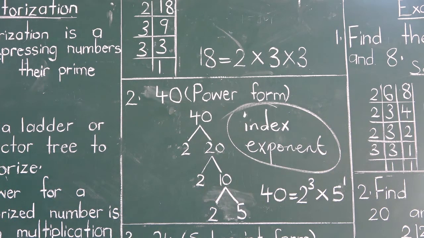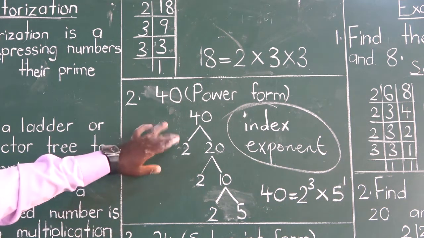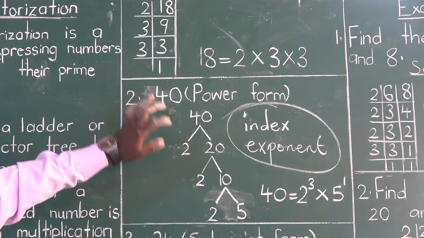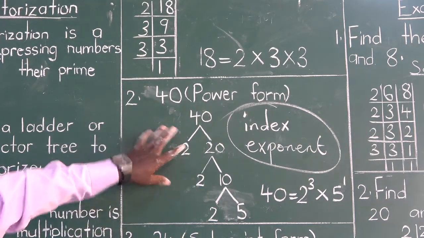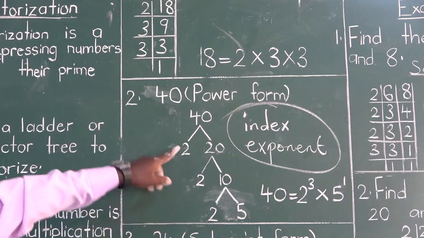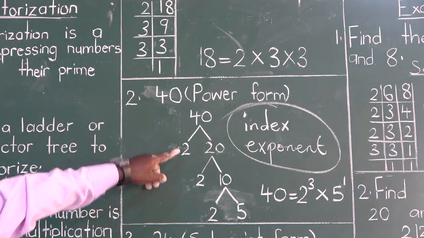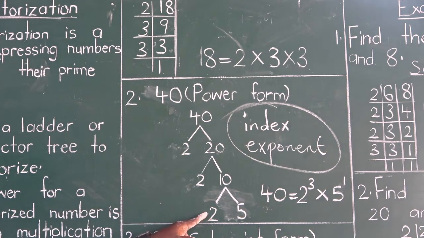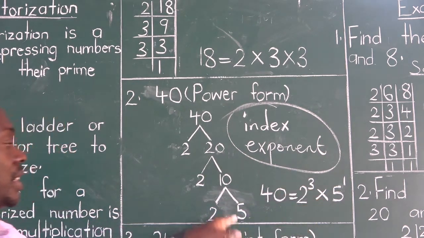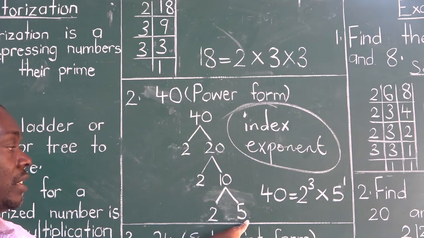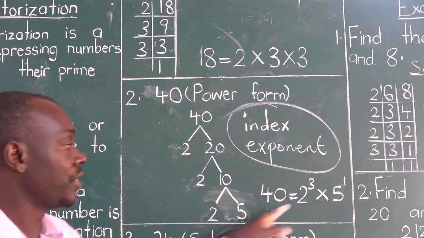So you count on the same digit used here. I've got 2, 2, 2. So first power, second power, third power of 2. 2 to the power 1, 2 to the power 2, 2 to the power 3. If you want index, you say 2 index 1, 2 index 2, 2 index 3. That's why we've got 40 equals 2 index 3 times 5 index 1, because we've got only one 5.